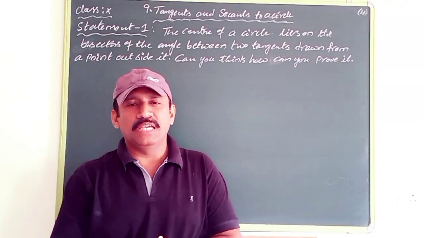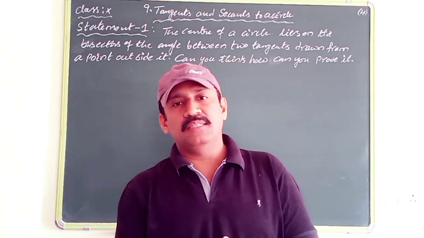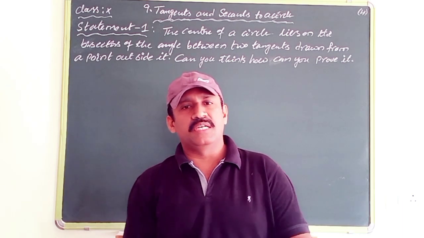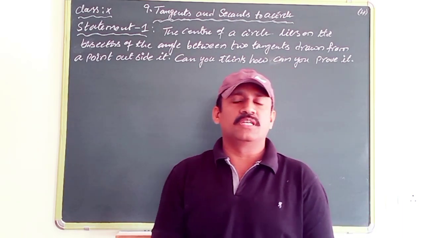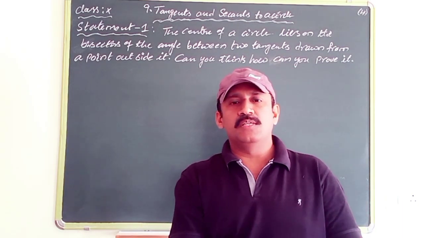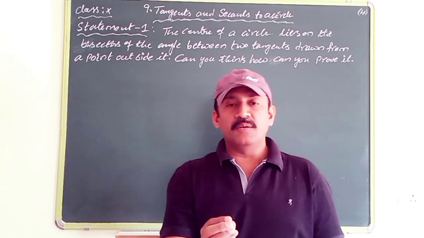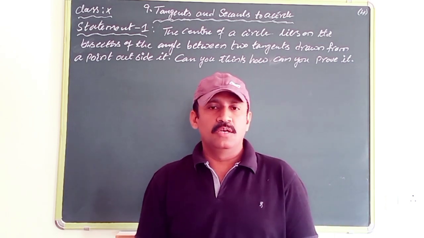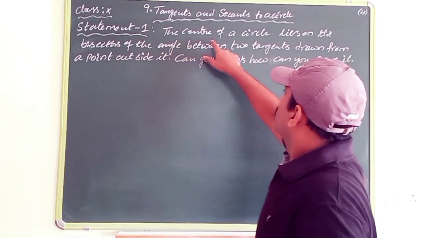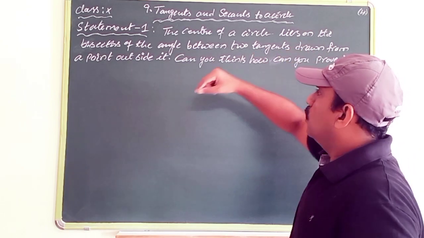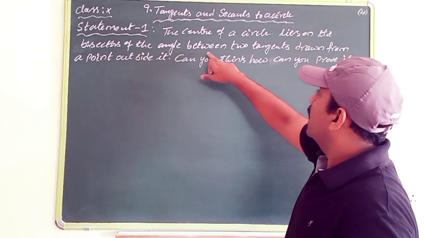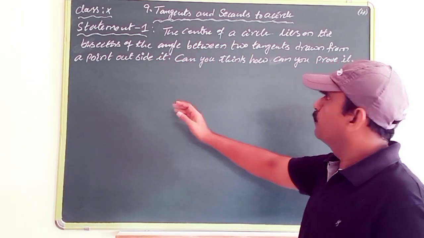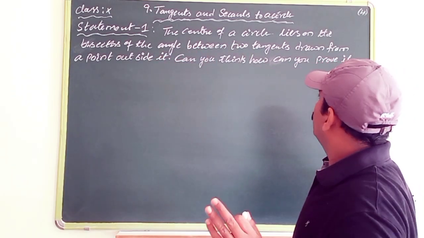Today I am going to teach you from chapter number 9, that is tangents and secants to a circle. Four statements are given. How they are possible, we will discuss. The statements' conditions are very important to solve short answer questions or bits. So what is given here? The center of a circle lies on the bisector of the angle between the two tangents drawn from a point outside it. Can you think how you can prove it?